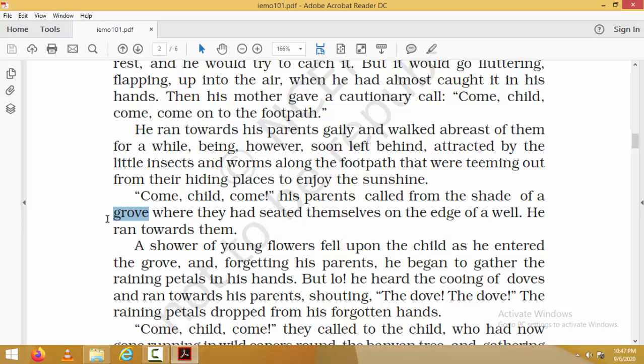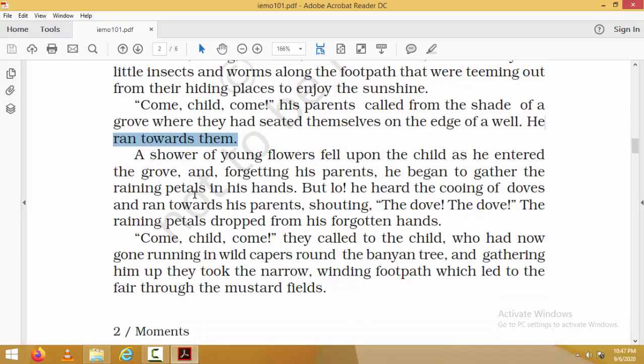From there they made a call to their son. Come, child, come. His parents called from the side of a grove where they had seated themselves on the edge of a well. He ran towards them, not wall, just well. He goes to his parents to join with them.